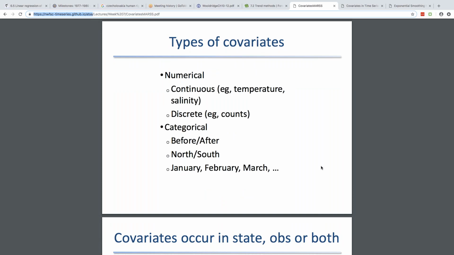Types of covariates, we can have continuous, things like temperature, discrete. We're going to be using the continuous quite a bit. Categorical, though, is another common type of covariate. And so that could be like before, after. Would be common. Another typical type of categorical could be site or month if we're doing a seasonal model.